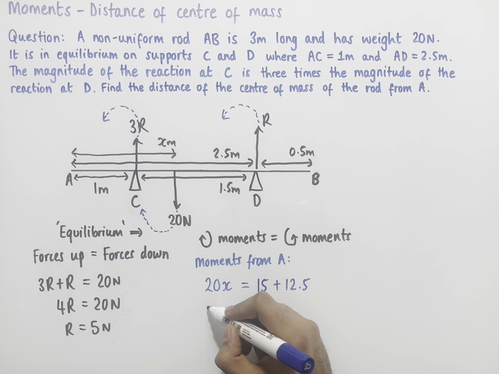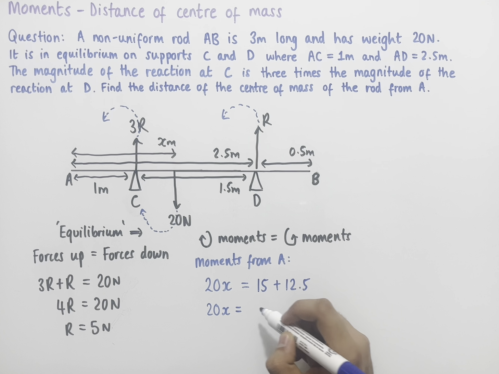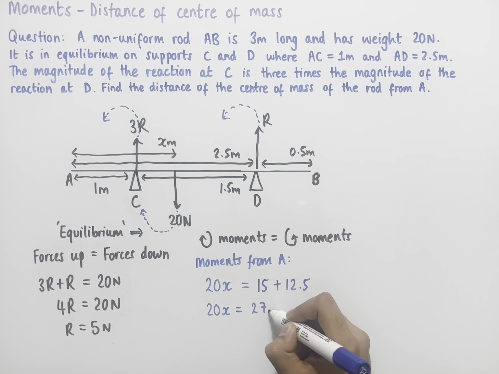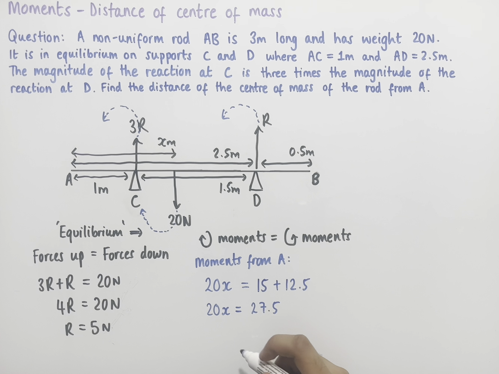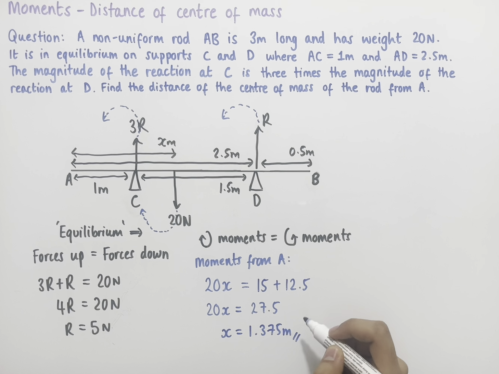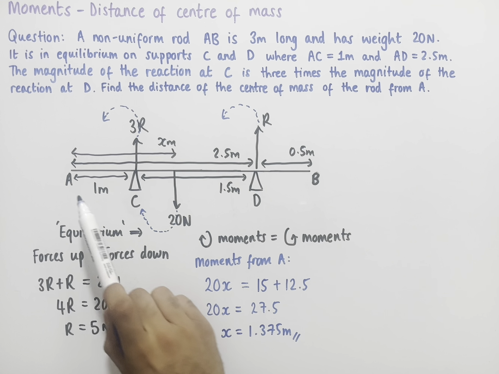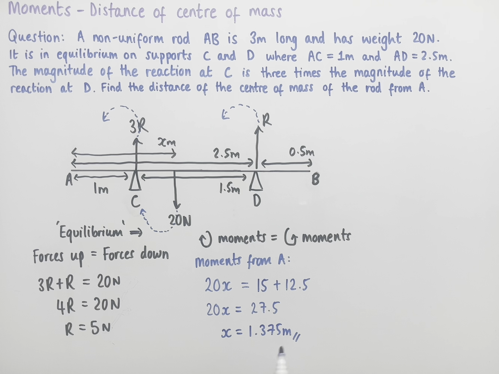So simplifying this, we end up with 20x equals 15 plus 12.5, which is equal to 27.5. And so dividing both sides by 20, we end up with x equals 1.375 meters. And so to answer the question, the distance of the center of mass of the rod from A is equal to 1.375 meters.